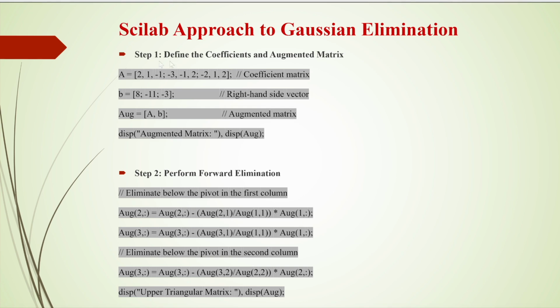This is the first step. We have to define the coefficient matrix and augmented matrix. This is the coefficient matrix, and b is the right hand side vector, which is a column vector, and A is the main matrix. Then we have defined the augmented matrix as A comma b, and we can display the augmented matrix like that. Then step 2, we have performed the forward elimination by using this. Then we can eliminate the pivot element in the second column, and we get the upper triangular matrix. We can also display the upper triangular matrix.